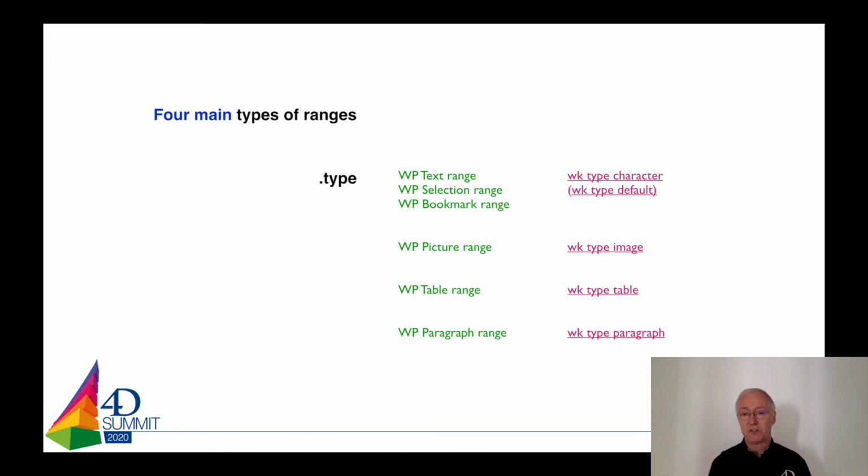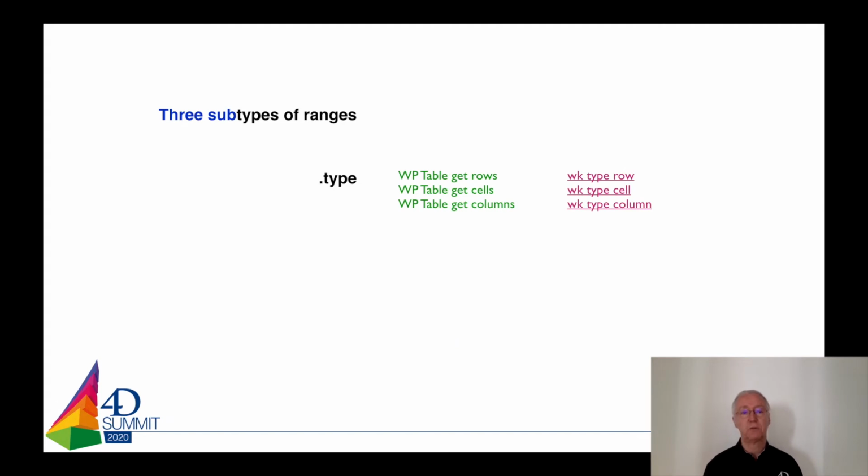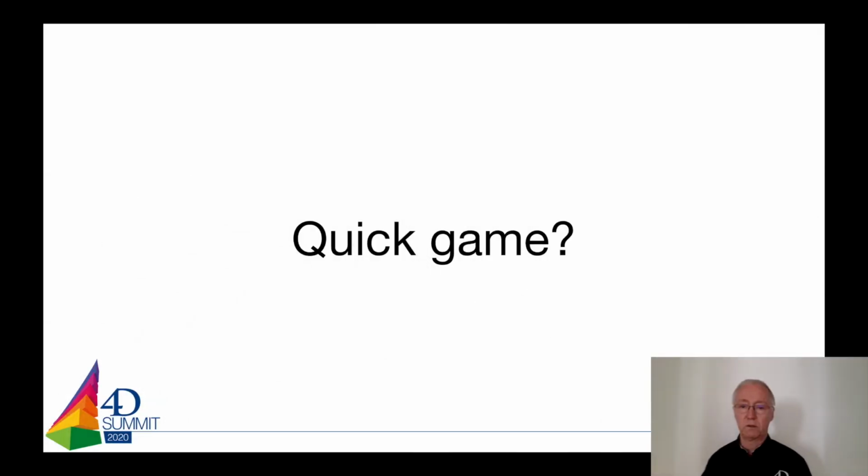We have picture range that returns a type image range, table range, and paragraph range. And we also have what I call 3 subtypes of range: type row, type cell, and type comments, that are returned by the commands of tables: get rows, get cells, and get comments. This might be useful if you want to set the backgrounds of a row or a table. All right, let's have a game about ranges.